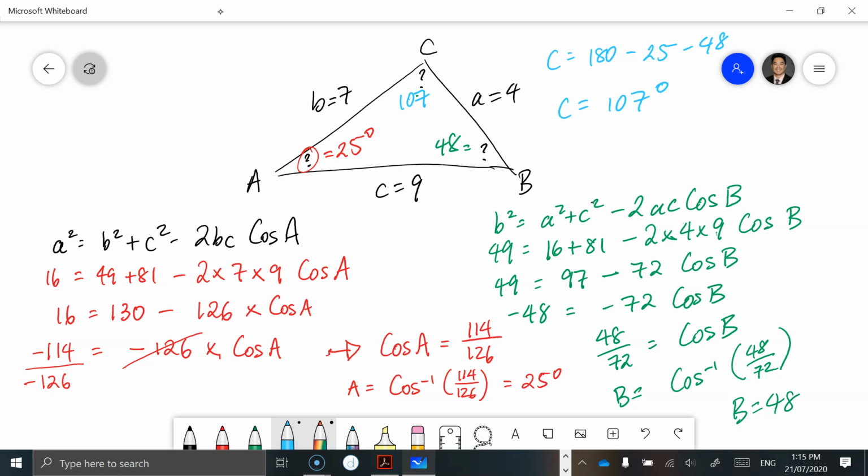Awesome. So there you have it, guys, using the cosine rule to work out angles and also the side of a non-right angle triangle where the sine rule does not accommodate.